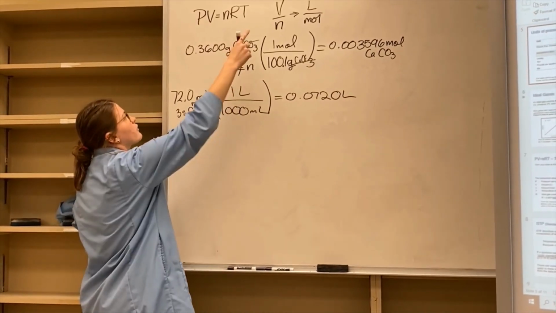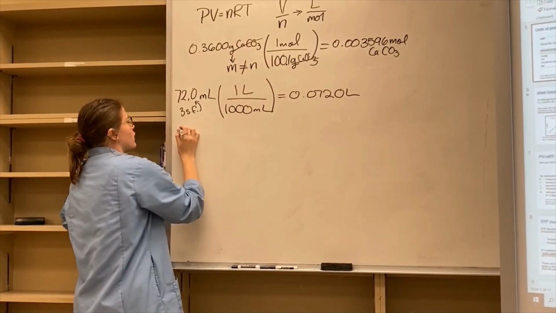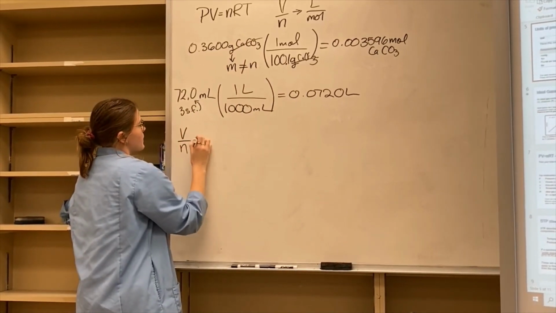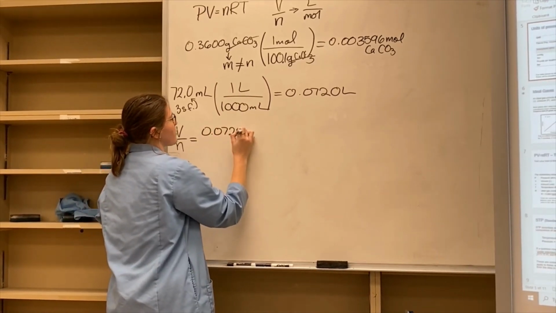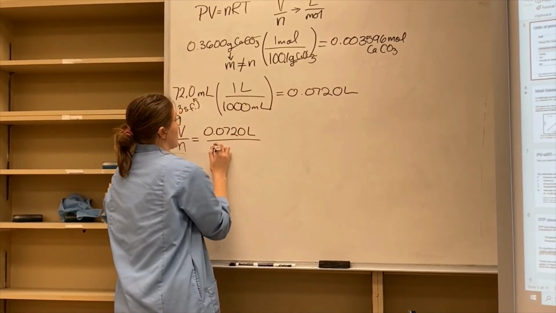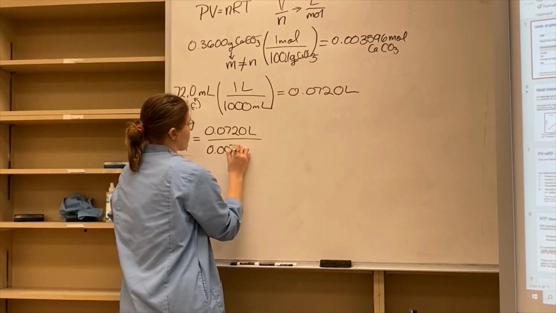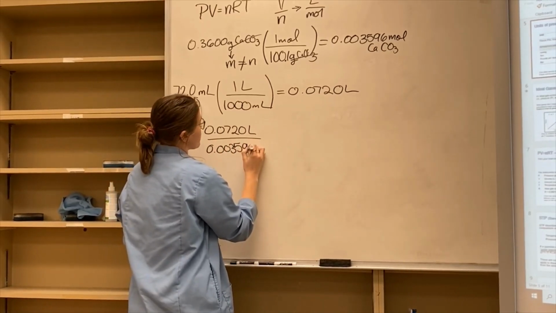Now we can divide our volume by our n here for our trial. So we're going to take 0.0720 liters of CO2 over the number of moles of calcium carbonate we used.